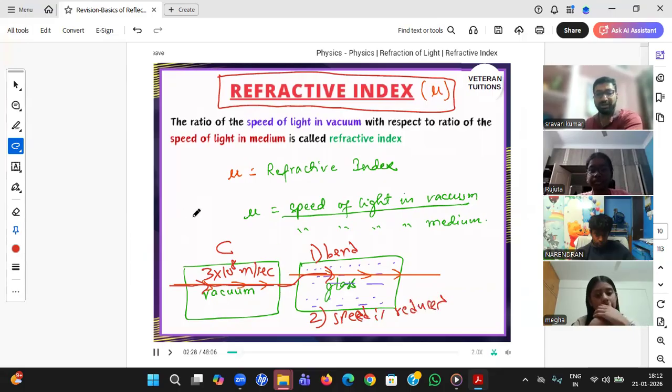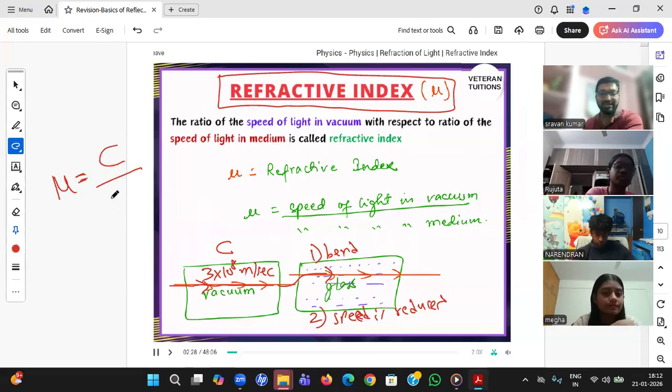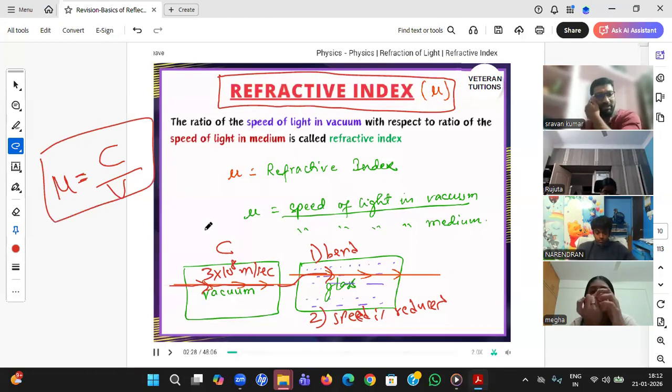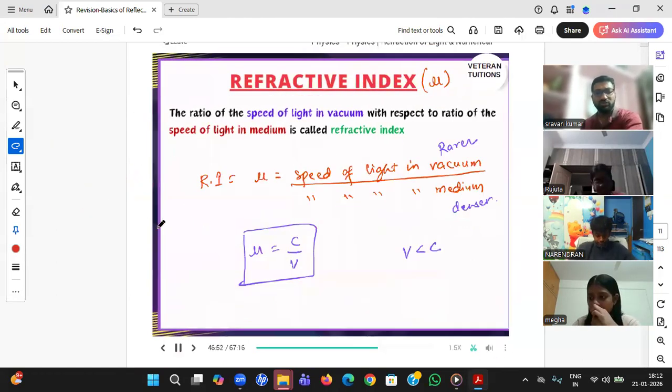Now, how is this refractive index calculated? Mu equals, if light is traveling in vacuum, the speed is c. If light is traveling in this glass, the speed is v of g or only v. This ratio is nothing but the refractive index of the medium. This is how we have calculated it, okay, student?